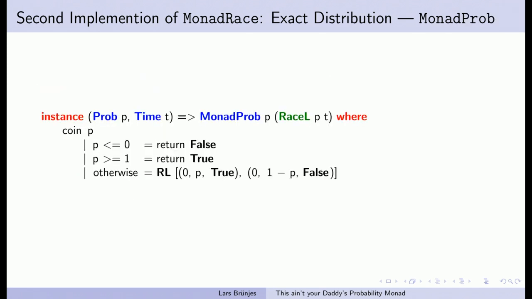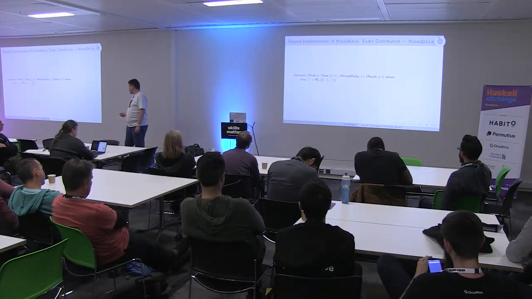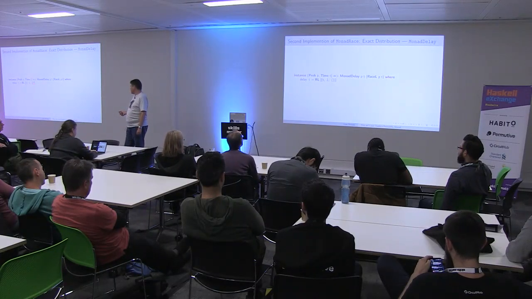Probability, also as before, we just have a list with 2 elements, so true with probability P and false with probability 1 minus P, and both are there instantaneously, so they don't take any time. Delay is also simple, so no result, probability 1, and it takes time because it's a delay.